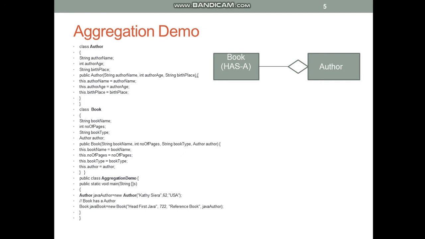And in the Book class, we have created an instance, javaBook. Its name is Head First Java, number of pages, type is reference book, and javaAuthor is the instance that we pass to the book. So that was all about it.